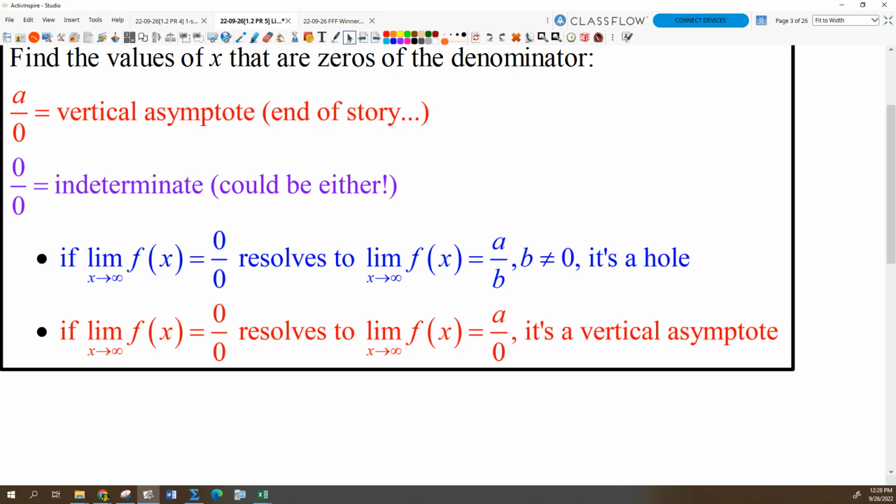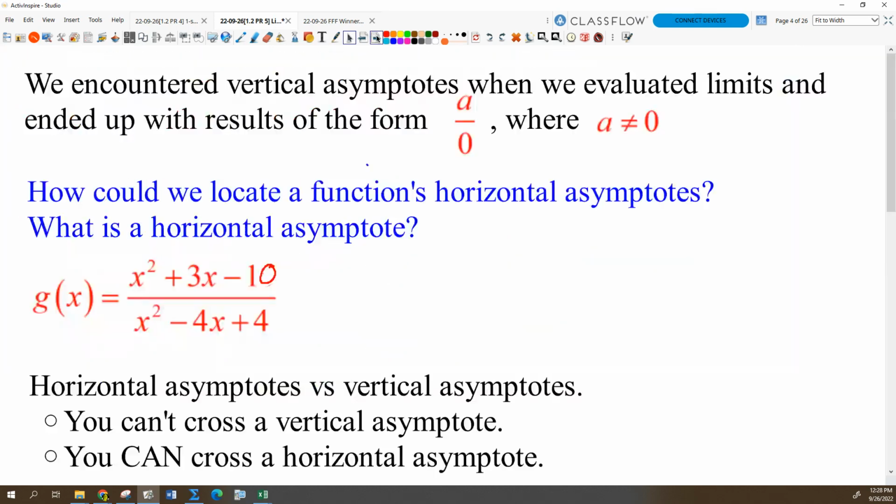You had a question? Okay. All right. That was the best kind. Okay. So then we've encountered vertical asymptotes when we evaluate limits and end up with the result, a number divided by 0. How could we locate a function's horizontal asymptotes? Because that's our next goal, right? We just dealt with vertical asymptotes. How are we going to find horizontal asymptotes? Do you have a suggestion?